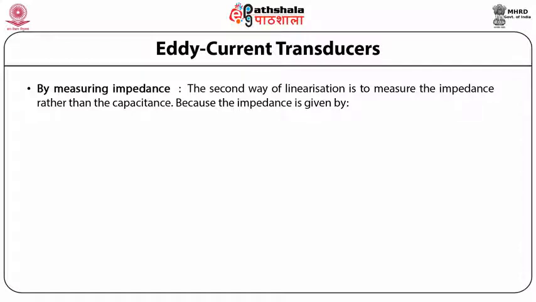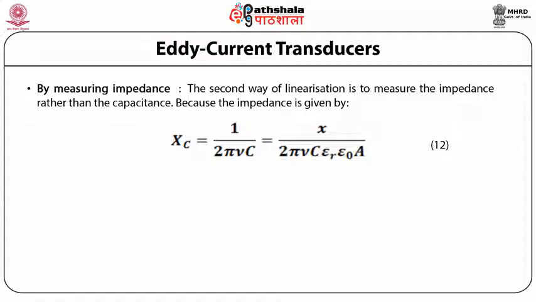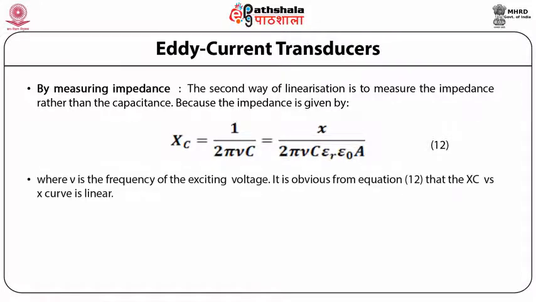The second way of linearization is to measure the impedance rather than the capacitance, because the impedance is given by Xc equal to 1 by 2 pi nu C equal to x by 2 pi nu epsilon r epsilon naught A, where nu is the frequency of the exciting voltage. It is obvious from this equation that the Xc versus X curve is linear.